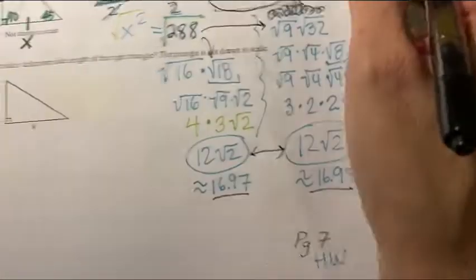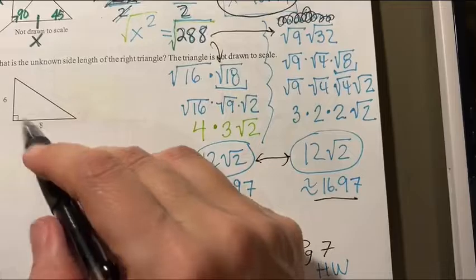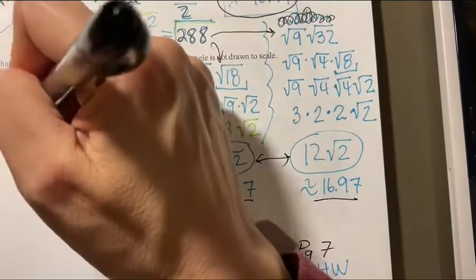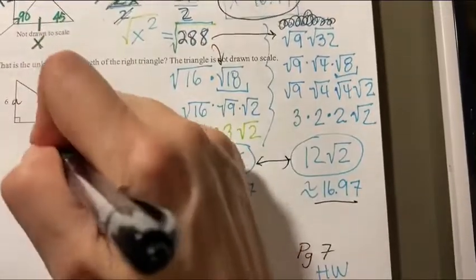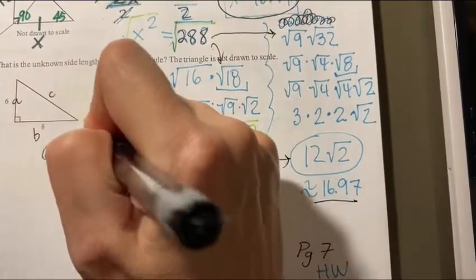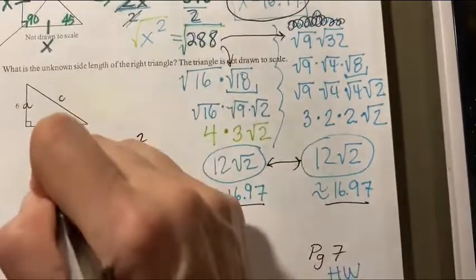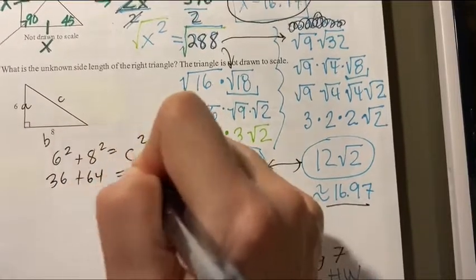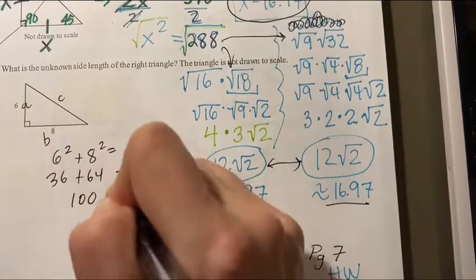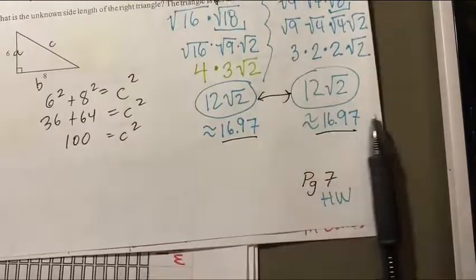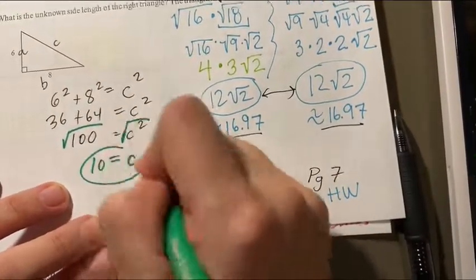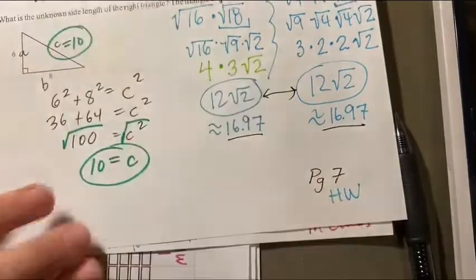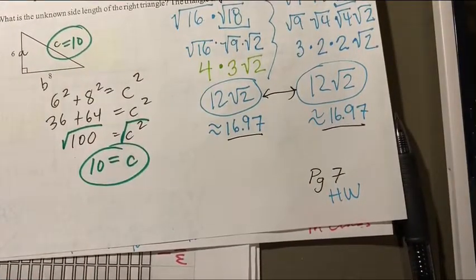Okay, so now let's use Pythagorean theorem to solve. So this looks like order the sides least to greatest. This would be our A, B, and our C. So you have 6 and 8. And then my c squared. Interesting, right? So if I take the square root of both sides, c is 10.